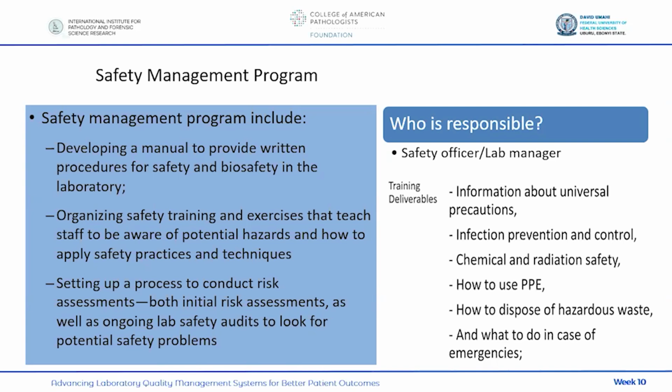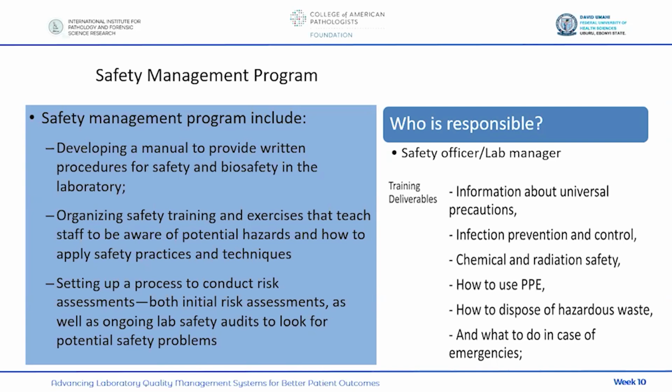The program, now, so that manual is a part of the safety management program. So the program includes, one, that safety manual. Apart from that manual, it also includes organizing safety training and exercises which teach staff to be aware of potential hazards and how to apply safety practices and techniques. That program should also include setting up a process to conduct risk assessments, both initial risk assessments as well as ongoing lab safety audits.